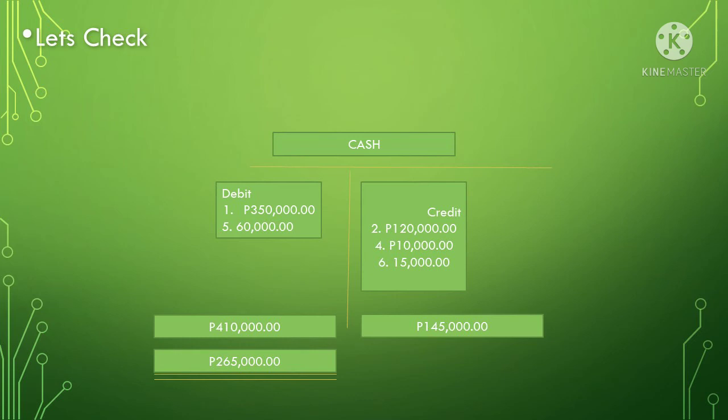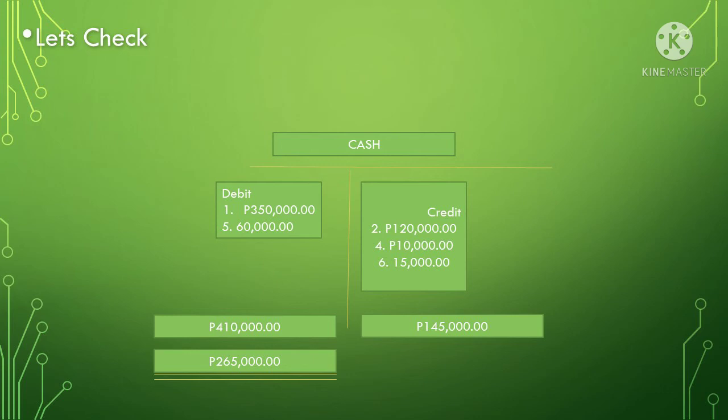Okay, so ato ang account nga cash. Okay, di ba no? Ang first transaction ato number 1, nag-invest og 350, which is an asset. So nasa debit side. Then naka-receive ta og 60,000 pesos gikan sa ilang revenue nga 60,000. So ang total nga debit side sa cash is 410,000 pesos.